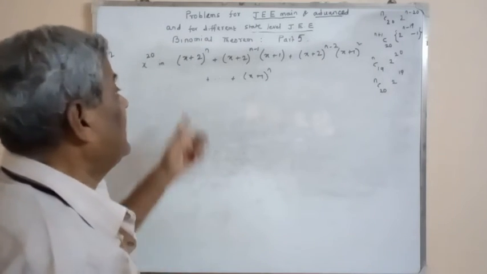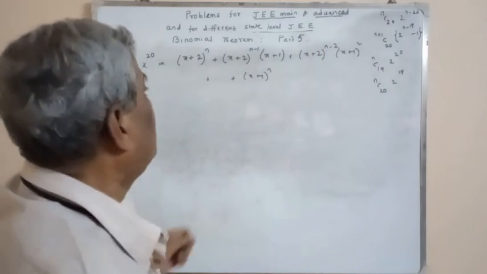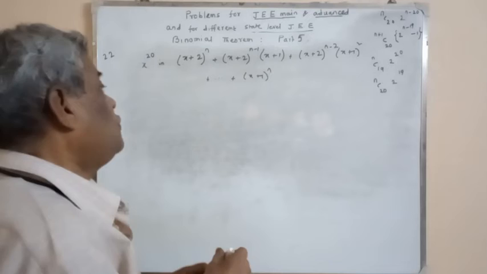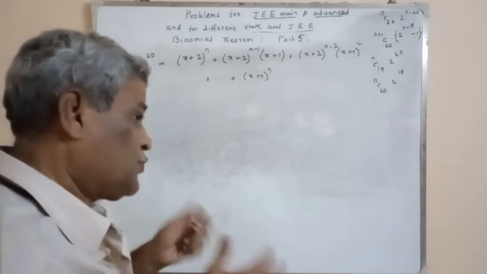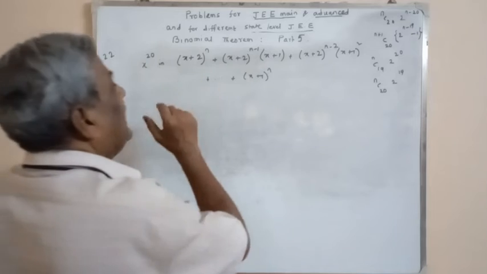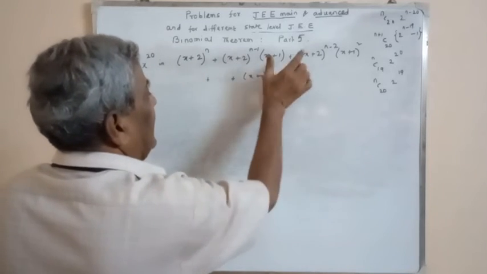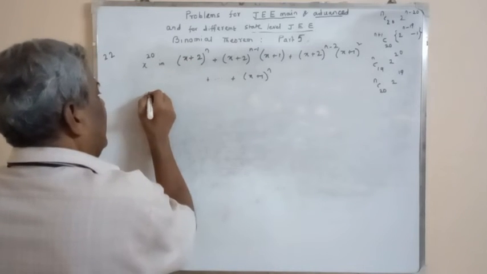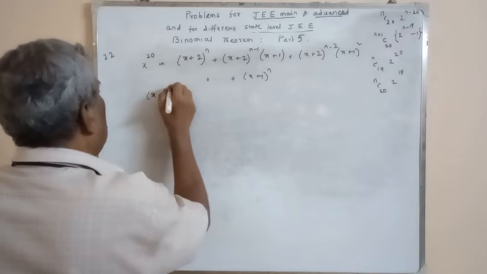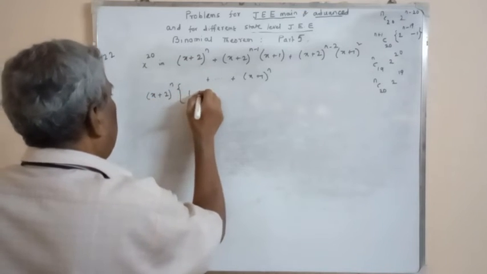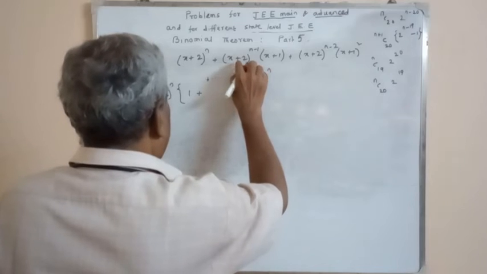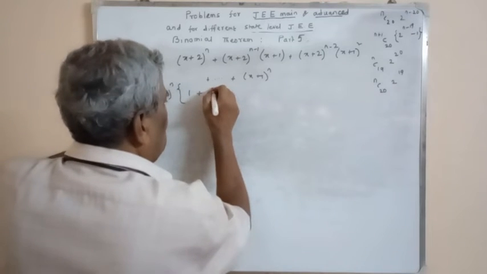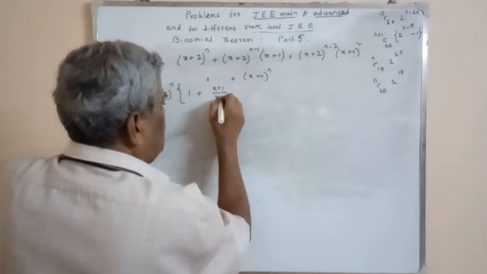In that case, this is an expression containing a few binomials. To find the coefficient of x to the power 20, we can get x to the power 20 from here, here, here, everywhere. So to get that, from here I take (x plus 2) to the power n common. It is 1 plus, this is (x plus 2) to the power n minus 1, but I have taken (x plus 2) to the power n, so it is (x plus 1) by (x plus 2).